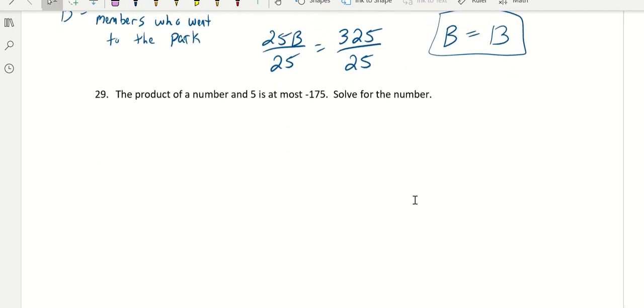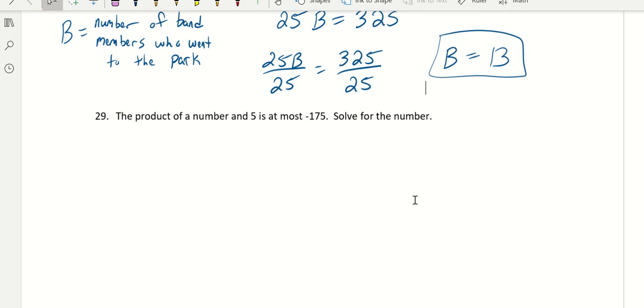Oh, it's the last one. The product of a number and 5 is at most negative 175. So X is a number. What does it mean when it says the product? It means we're going to multiply a number, X, and 5 is at most. All right, we'll talk about that. Negative 175. So we're going to be multiplying a number and 5. So 5x, and that is at most negative 175.